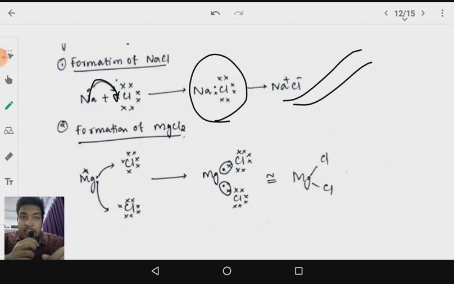And what about magnesium chloride? Magnesium is having 2 electrons in its outermost shell, or the valence shell, these 2 electrons. So these 2 electrons are given to 2 different chlorine atoms. So now 2 chlorine atoms are going to become friends.